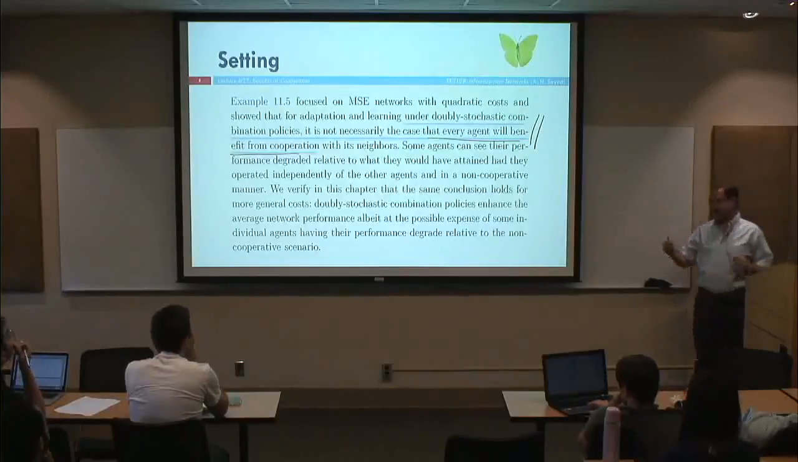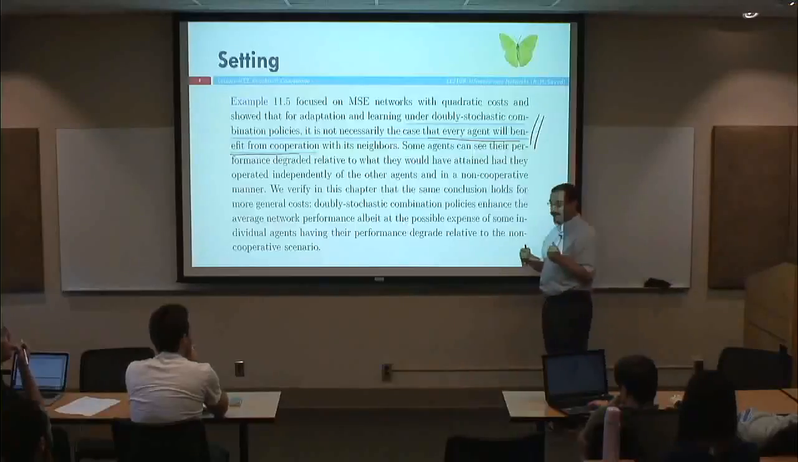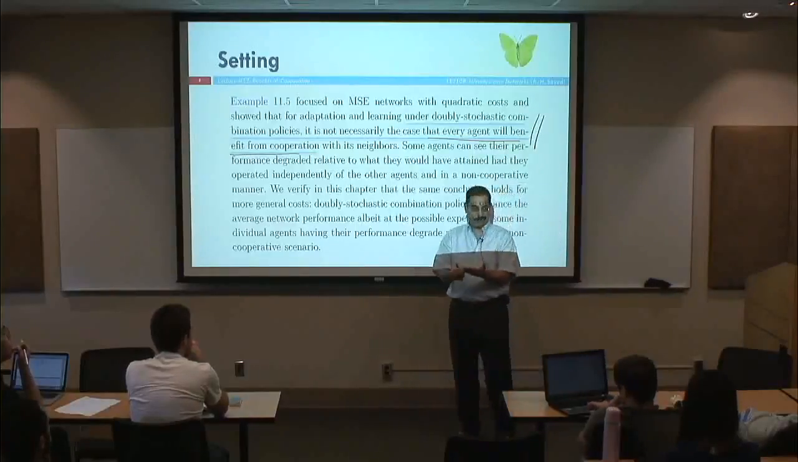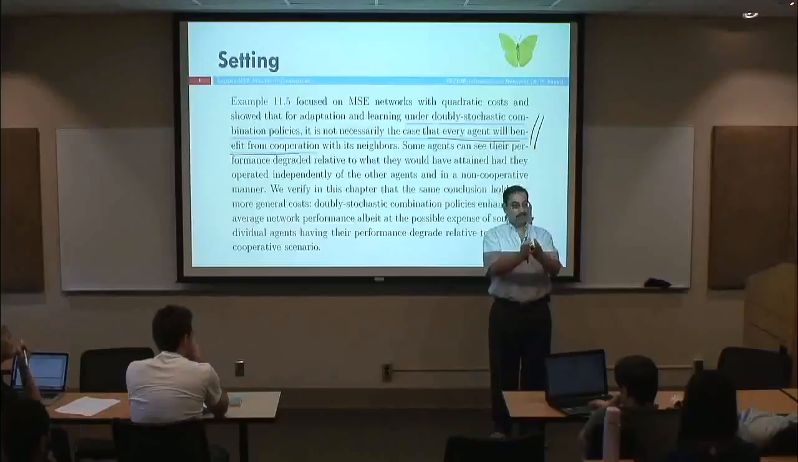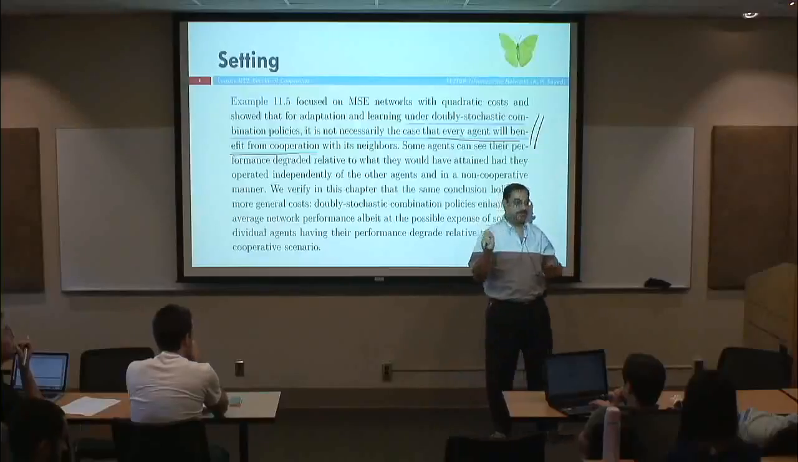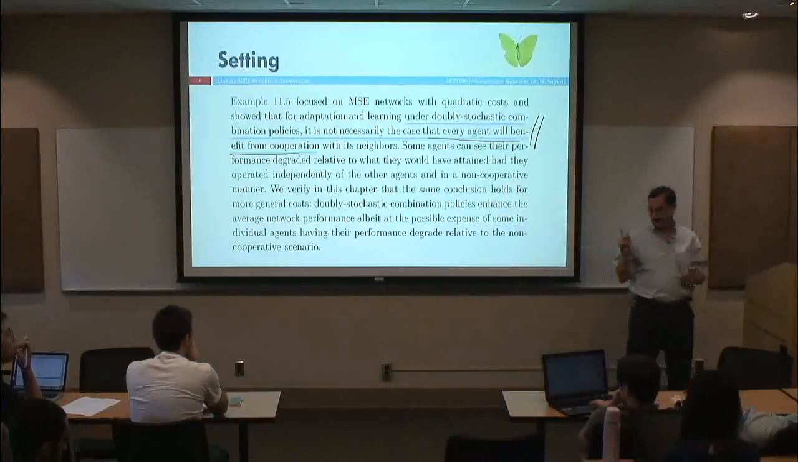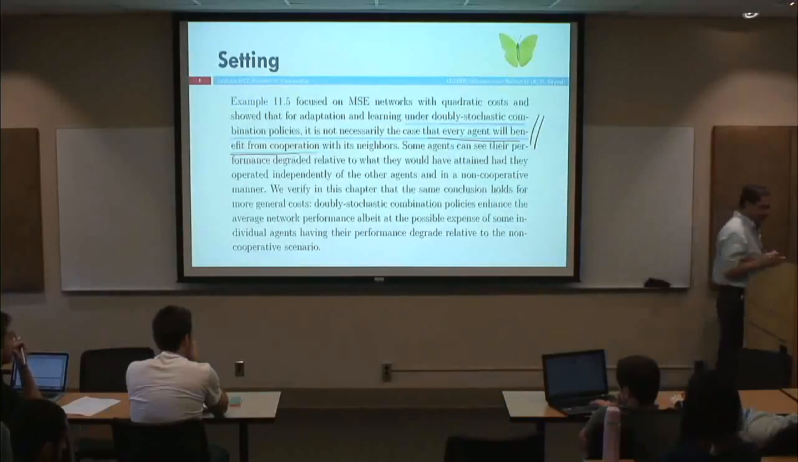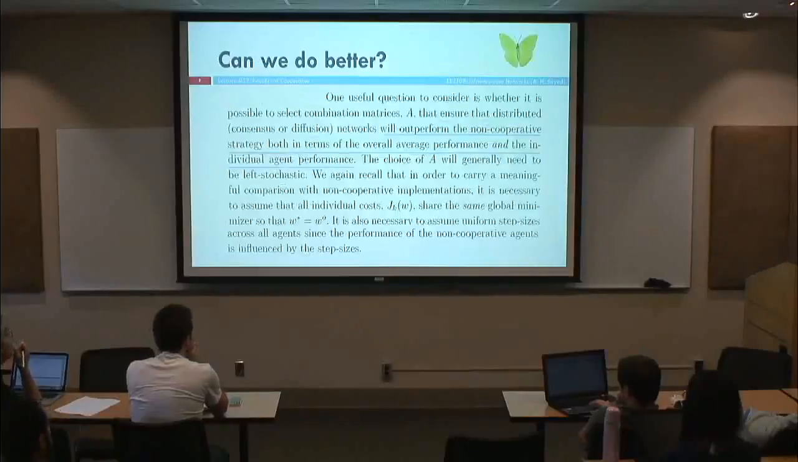The natural question becomes, like you asked last time: can I pick the A to make sure that I don't only improve over the non-cooperative solution on average as a group, but individually as well? And we will see that the answer is yes, we can do that. And that's exactly the question that I'm asking here. Can we do better?